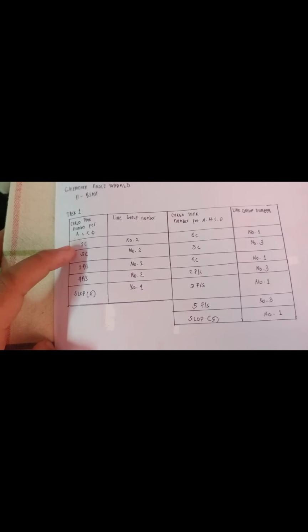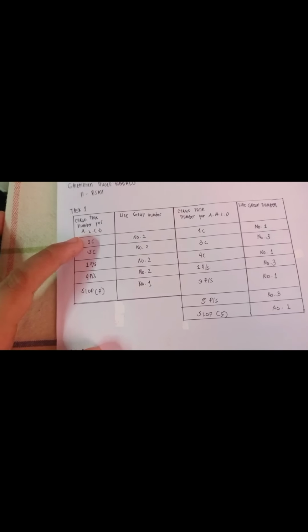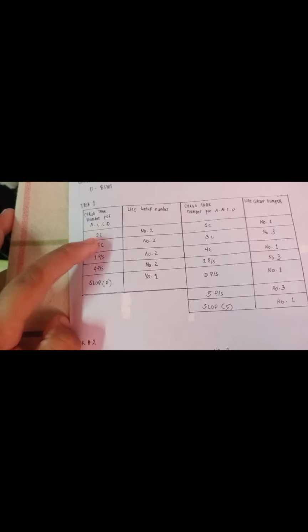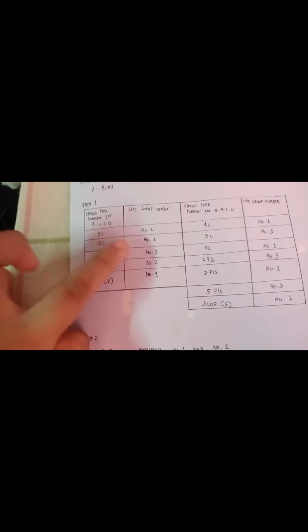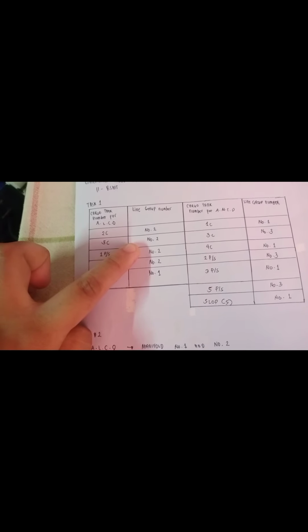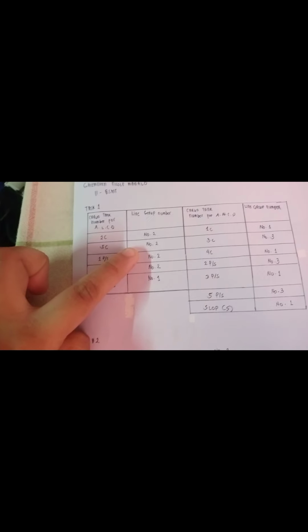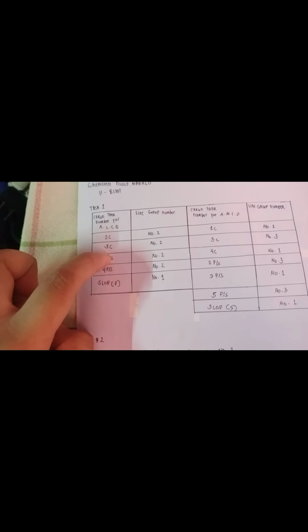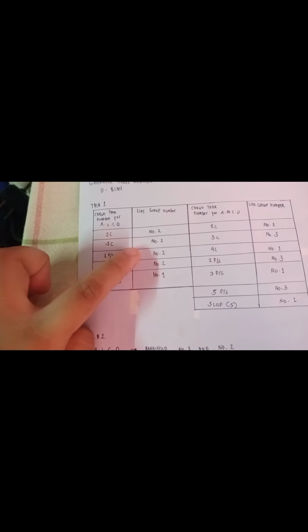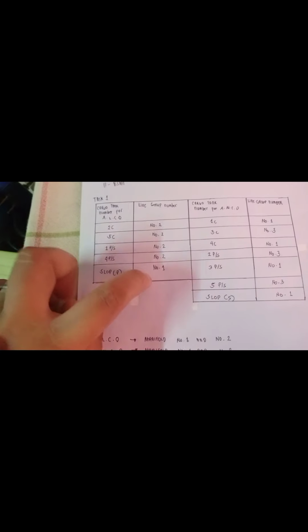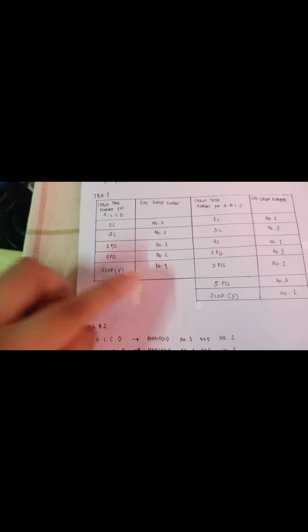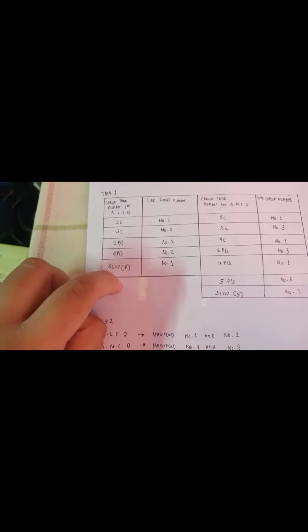For our cargo tank number for ALCO, we have 2C, which is line group number 2. In our 5C, we have line group number 3. 1PS, we have line group number 2. We have 4PS, we have line group number 2. For our slop, we have line group number 1.